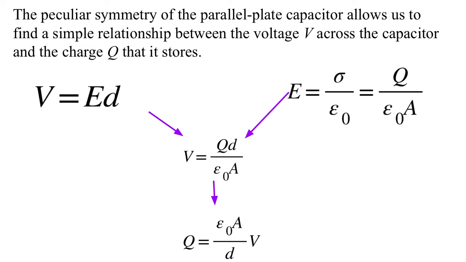And, of course, sigma is just the surface charge density, so it's the total charge over the area, which we see ends up over there. So we just combine it. We say that V is ED. Let's move E over to here. So V is QD over epsilon naught A. And then invert it to get that the charge is epsilon naught A over D times V. So far, it's just an algebra game.